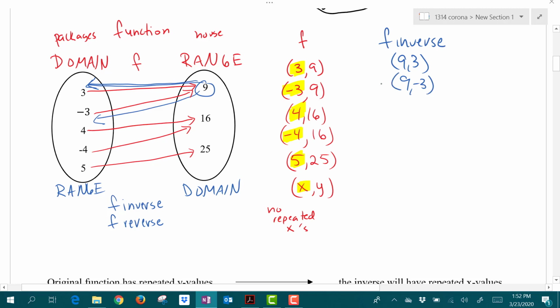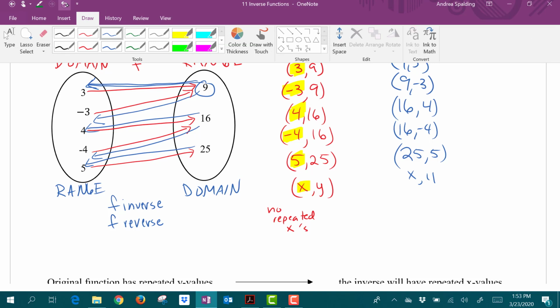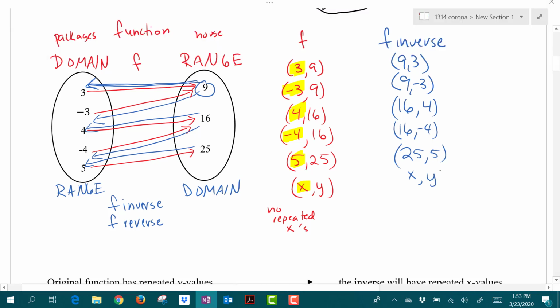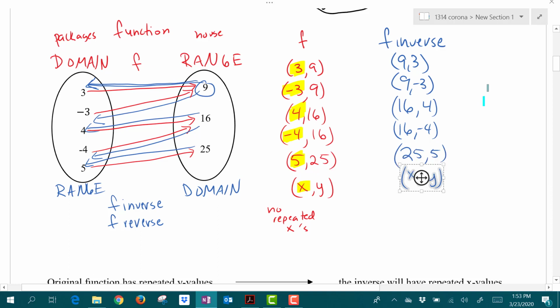So we should start to see, oh, that's a problem. But let's keep going. We have 16 that's going to point back to 4, but then reversing the second arrow, 16 now points also back to negative 4. And then 25, it's going to reverse that arrow. It's going to be pointing back to 5. Now, do you see the problem here? When we look at the list for f inverse, we see that we have repeated x's.